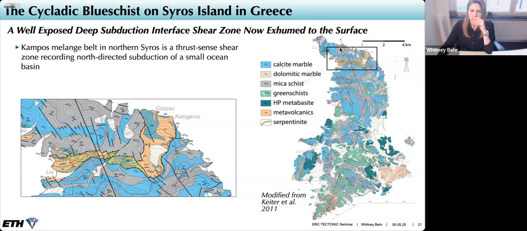So I'm especially going to highlight this area in northern Syros known as the Kampos Belt, which is where we've been working most recently. And it's a thrust-dense shear zone that records north-directed subduction of a small ocean basin. And it's one of these areas that really nicely preserves peak or near-peak conditions with relatively little to no retrogressive overprinting. And this was mapped in some detail by Marc Hinsbergen, at 1 to 25,000 scale in the mid 2000s, a really beautiful map that he did of the whole island.